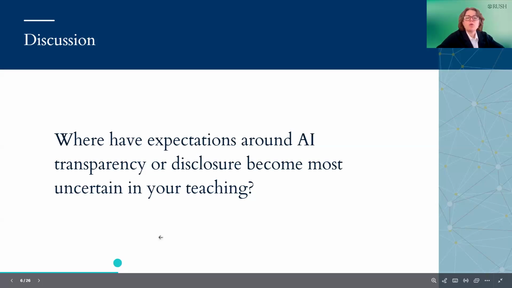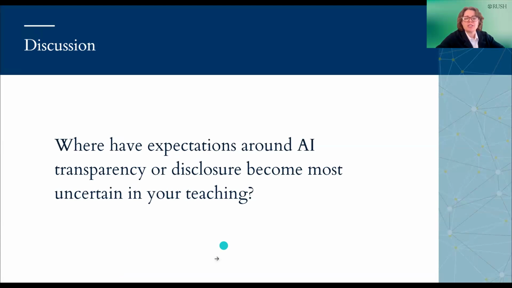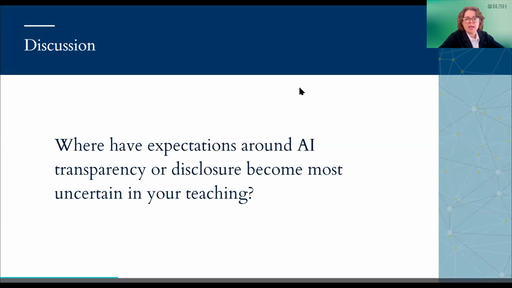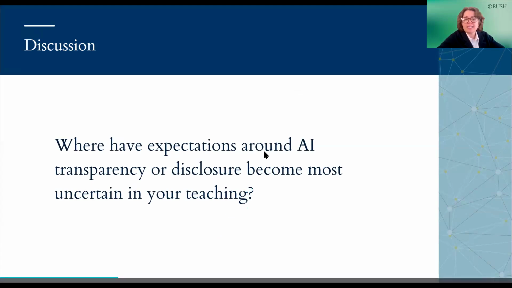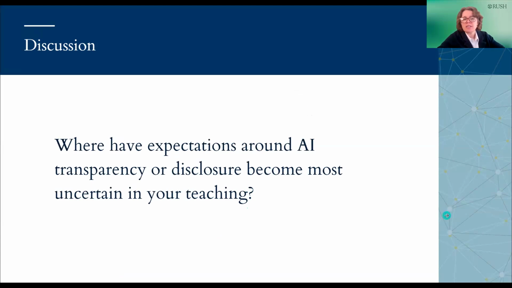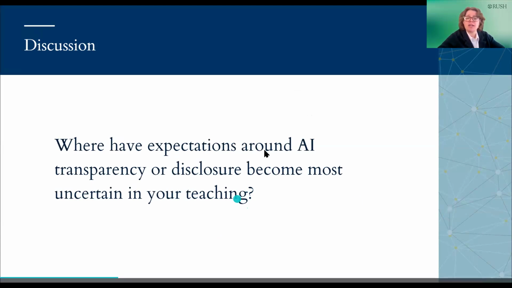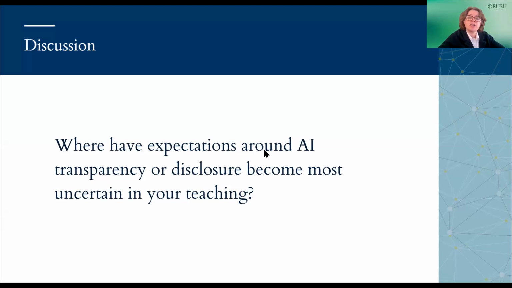Thanks, Emily. So before we move into frameworks and strategies and proposed solutions, we want to begin by grounding this session in your actual teaching experiences. As you know, expectations around AI, transparency and disclosure are evolving quickly, and the landscape is constantly changing. Many faculty like yourself are making decisions about what to require, what to permit, and what actually helps you understand student learning. While we do that, as Emily mentioned, tensions arise. And so this discussion question is meant to surface where that tension is most visible in your own courses.